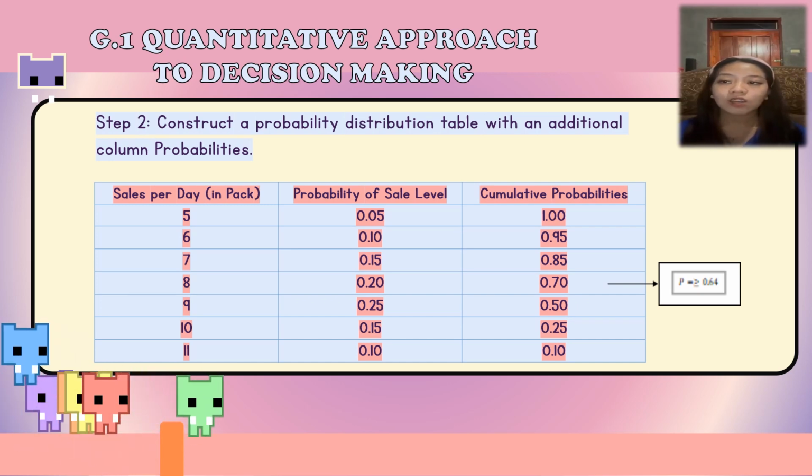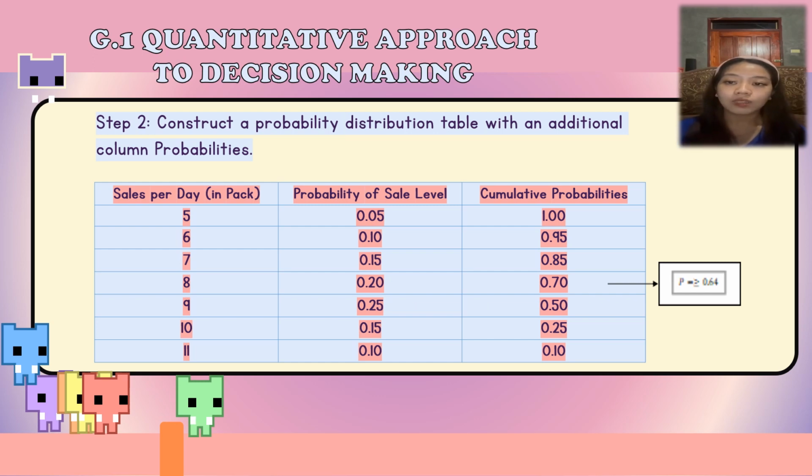Step 2 is construct a probability distribution table with additional column probabilities. So, kailangan natin gumawa ng table na meron siyang sales per day in pack, probability of sales level, cumulative probability. So, ang sales per day is yung 5, 6, 7, 8, 9, 10, 11. So, ang probability of sales level is yung 0.5, 10, 15, 20, 0.25, 15, 10%. So, para makuha natin yung cumulative probabilities is, mag-umpisa tayo sa pinakababa.